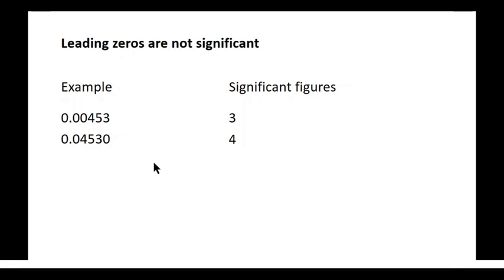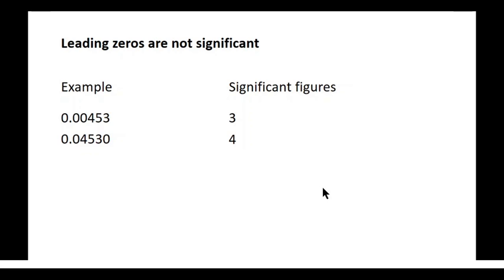0.04530 will have four significant figures. The figure has a decimal point, so the trailing 0 after 3 will be counted, but the first two are not significant. Hence, it has four significant figures.